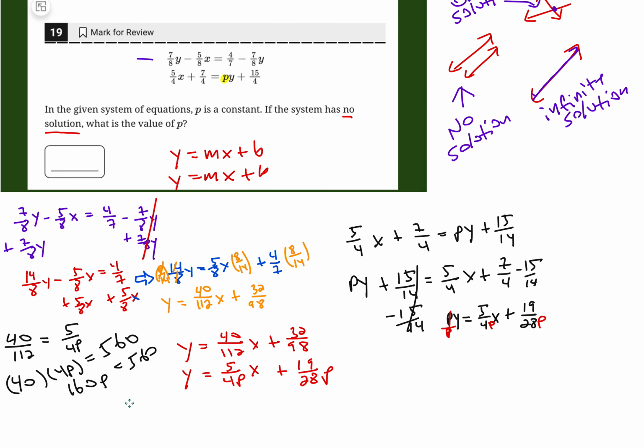So 160p equals 560. Divide by 160 on both sides. 560 divided by 160 is 3.5. So p equals 3.5.